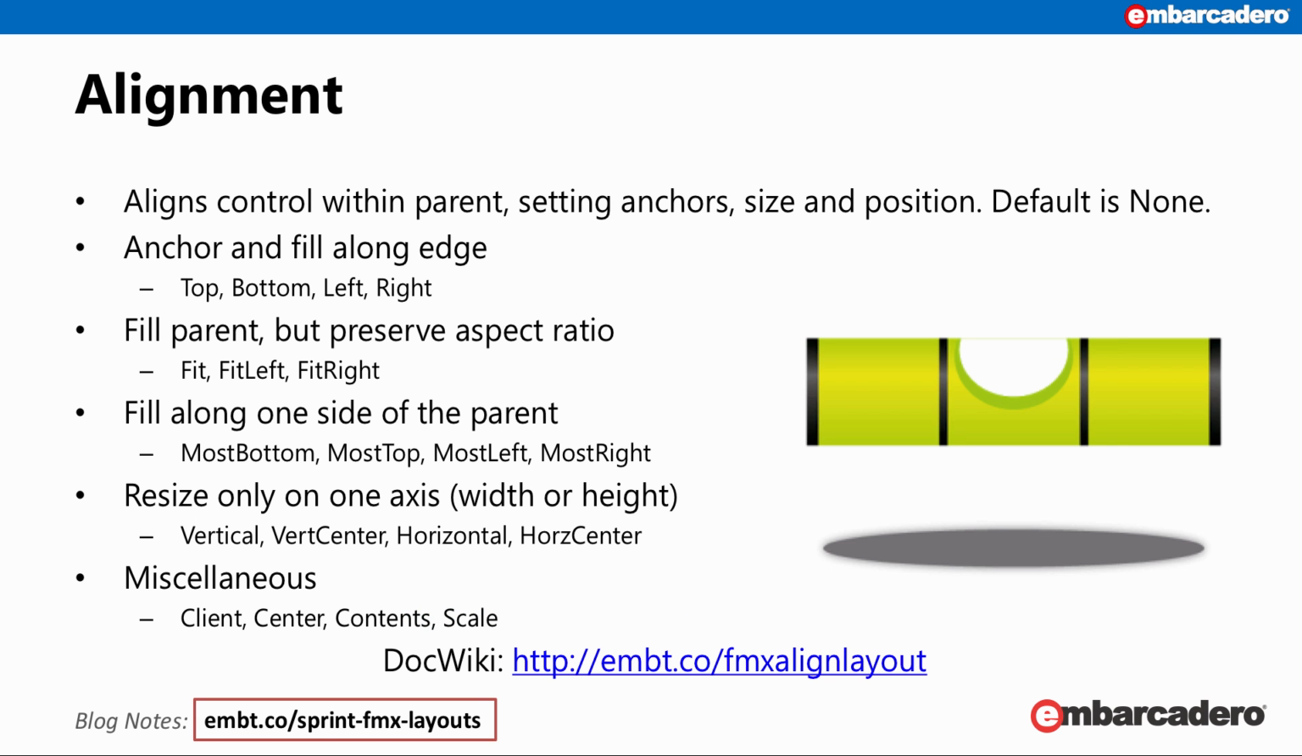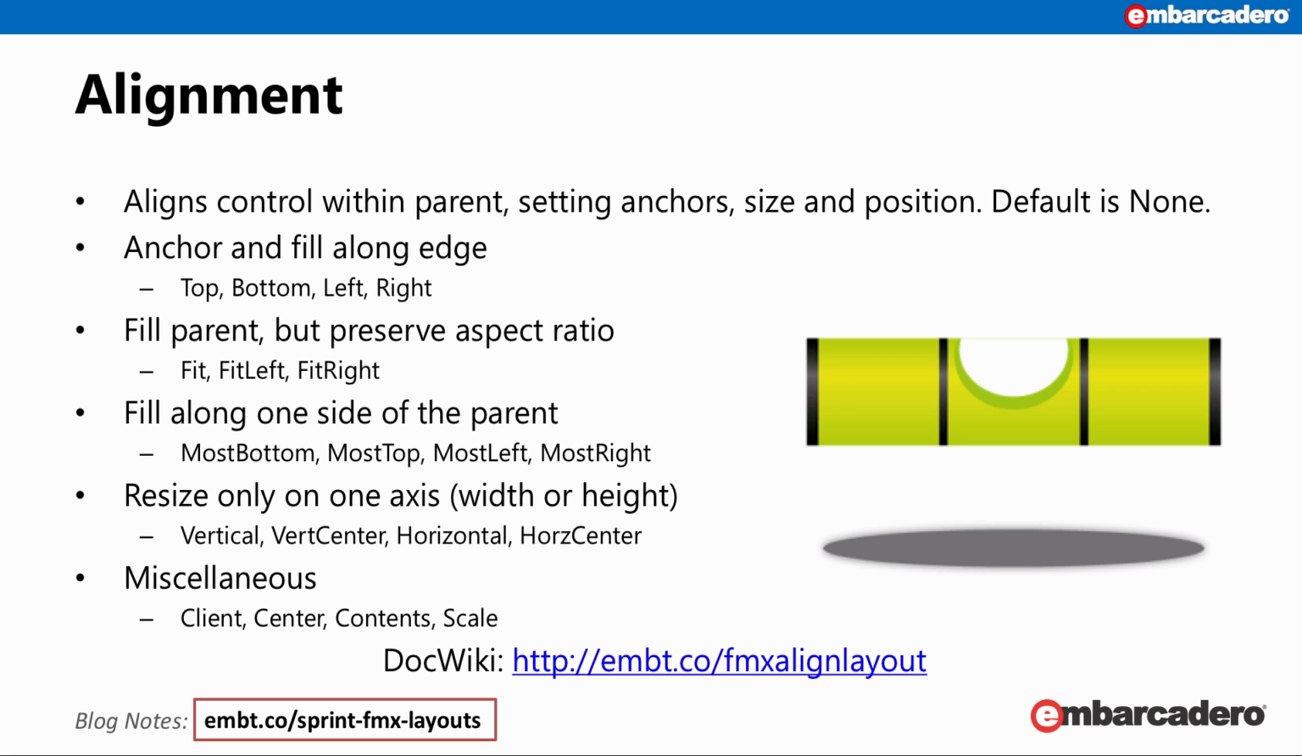Alignment aligns the control with its parent, setting the anchor's size and position. So if you set the alignment, it overrides what you set for anchors. The alignment options have way expanded in FireMonkey compared to VCL. So you can anchor and fill along an edge with top, bottom, left, and right. Or you can fill the parent but preserve aspect ratios with the fit alignments. You have fit, fit left, and fit right.